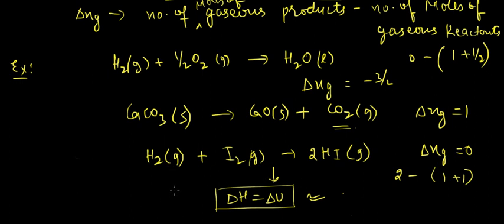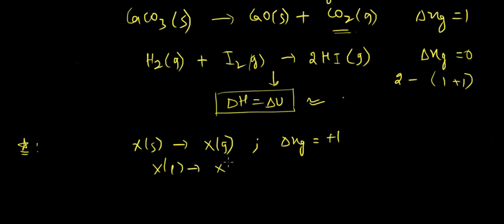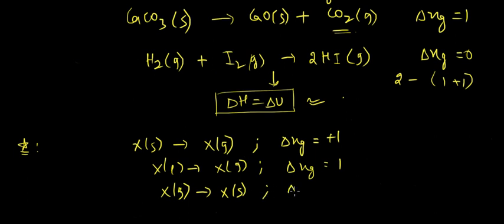Okay, now let's see what happens in the case of these reactions. So we have X(s) converting into X(g), so here delta ng would be plus 1. X(l) converting into X(g), delta ng here would be again 1, and X(g) converting into X(s), so delta ng here would be minus 1. So this says that at least one phase should be in the gaseous phase.